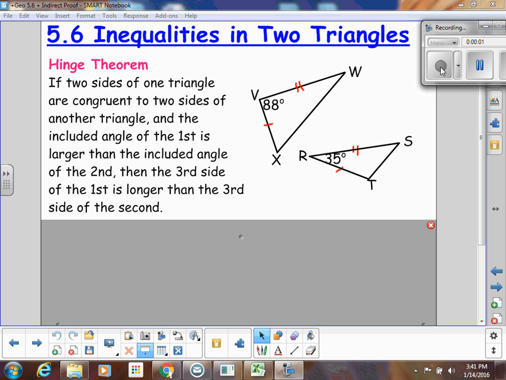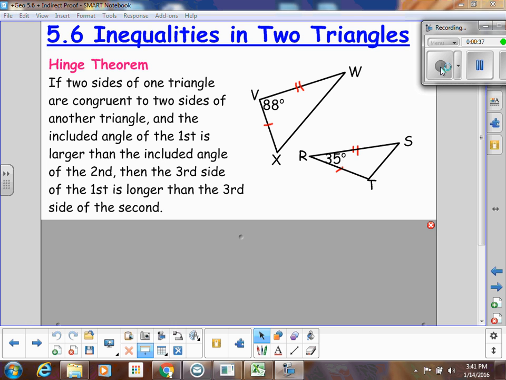In this video, we are going to talk about Hinge theorem and indirect proof. Hinge theorem is a theorem that talks about inequalities between two triangles. So notice in this Hinge theorem, and again, if you need to pause the video to write things down, please do so. It says if two sides of one triangle are congruent to two sides of another triangle, and the included angle of the first is larger than the included angle of the second, then the third side of the first is longer than the third side of the second.